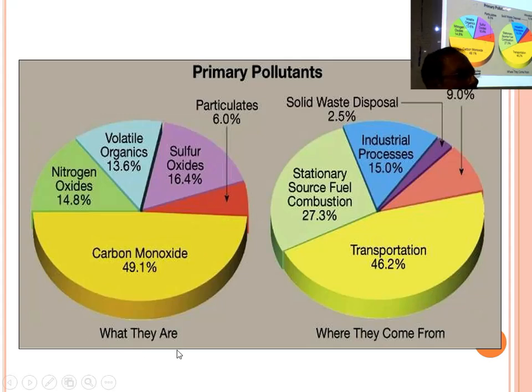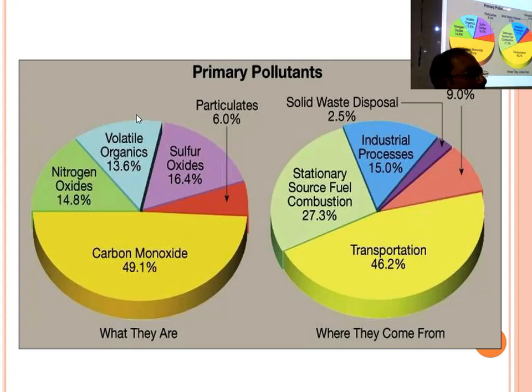So what they are and where they come from, that means the source. This is the source: solid waste disposal, transportation, stationary source, industrial process, different sources are available. From these sources, what we have presently, carbon monoxide, out of this total pollutant, this is calculated. So 49.1% carbon monoxide. If you take the primary pollutant source as a whole as 100%, carbon monoxide is 49, nitrogen dioxide is 14.8, volatile organics is 13.6.